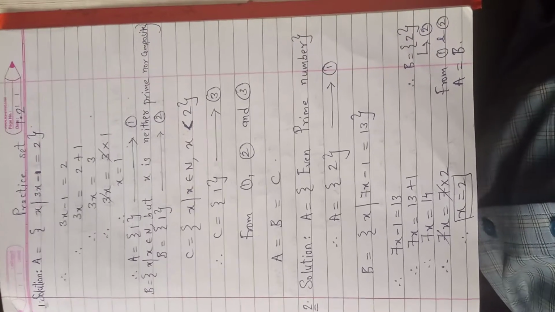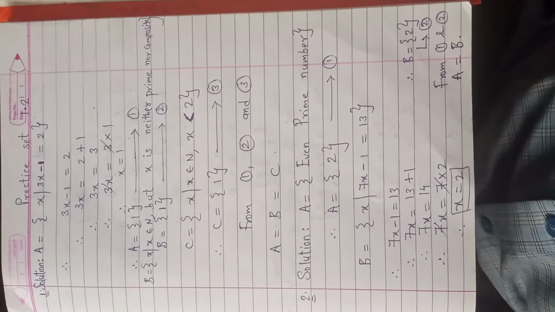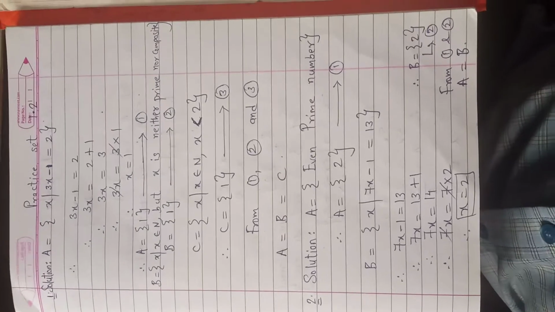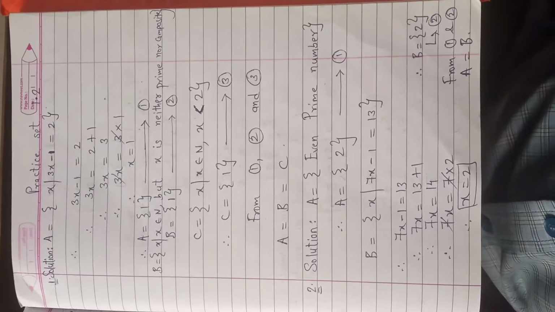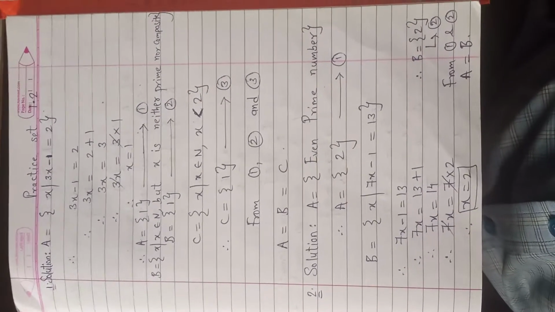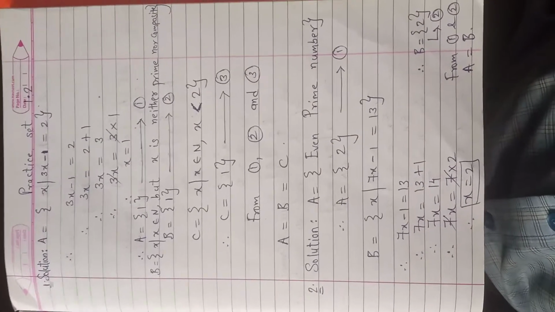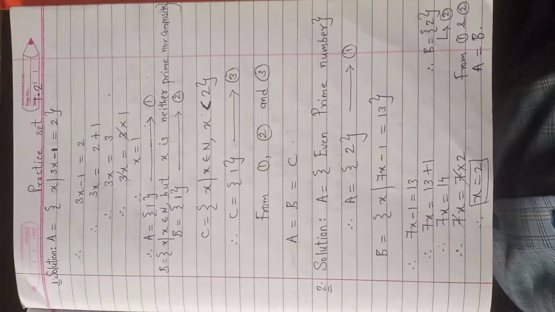neither prime nor composite. So 1 is the only number which is neither prime nor composite. Therefore set B is equal to {1}, meaning set B consists of only one element which is 1. Equation number 2. Now set C.